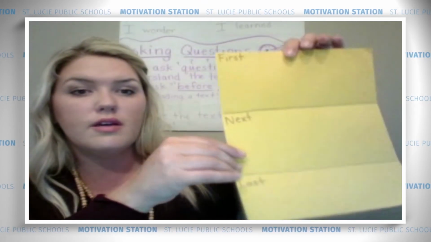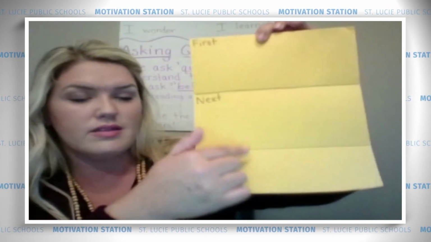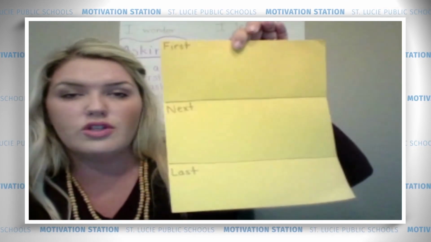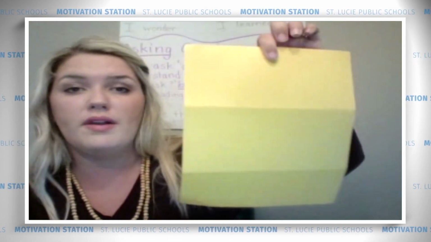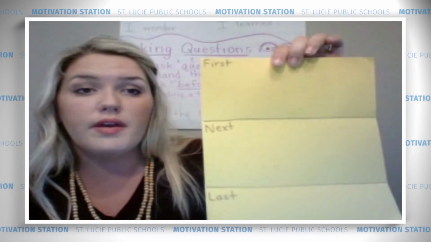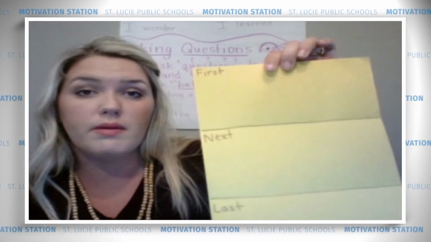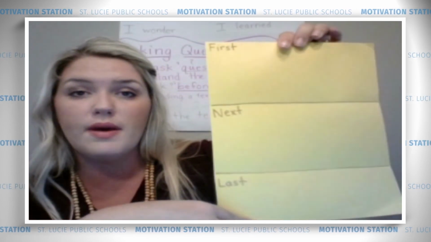So what you're going to do is draw me a picture of what happened first, next, and last to Jack and the giant. And then on the back, if you want to put what's going to happen at the end, you can do that too. Also, if you would like to retell the story to someone at home, what happened first, next, and last, you can do that as well.